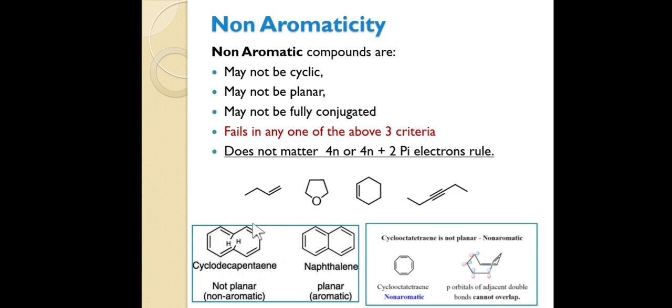So cyclodecapentaene, a 10-membered ring, is non-aromatic due to its non-planar nature. Similarly, cyclooctatetraene is also non-aromatic because it is not planar.